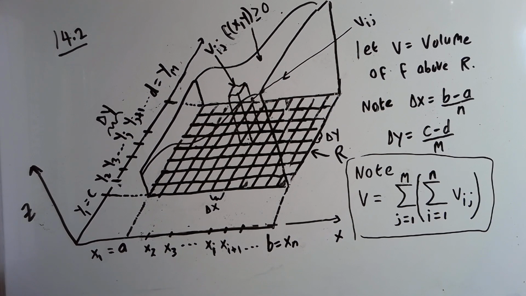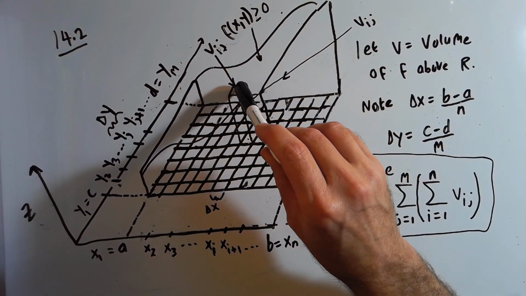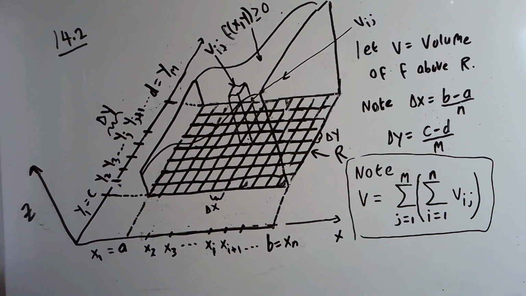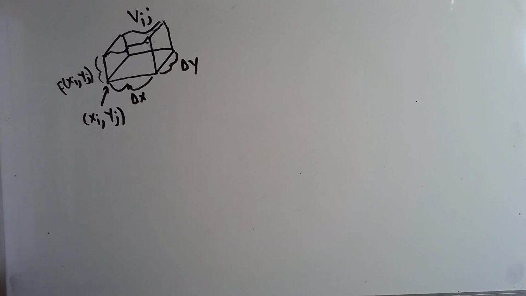Okay, so I've included a picture of this in the online material, so you can look at it some more, because I'm going to erase it now. So, okay, let's keep going. I'm going to erase this picture, and I'm going to draw an exploded view of the Vij guy. So let's do that. Okay, so here is an exploded view of Vij.